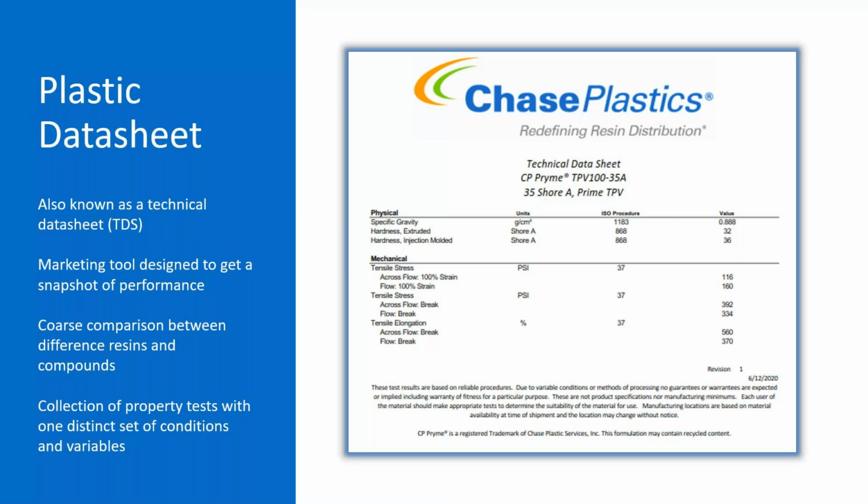And so it gives you a nice coarse comparison if you're trying to look at different resins, different grades of the same resin, different filler content, you name it. It gives you a different comparison so you can look at it and get a quick snapshot of its performance. The thing to note is that these data sheets are going to be a distinct set of conditions and variables. So it's one condition, one variable. They might give you multiple different ones, maybe different temperatures, different loads, whatever it may be, but it's one value based on those particular conditions.